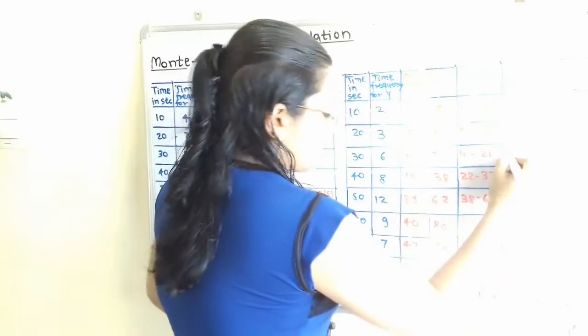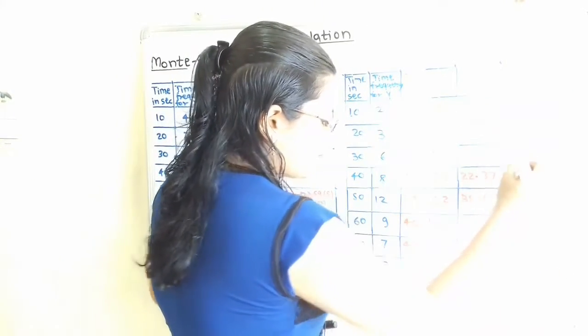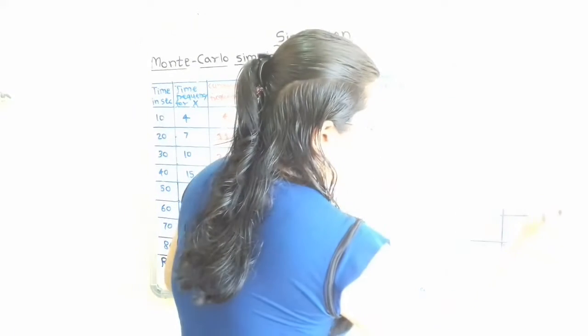15 is here. This is the fifth number. Then 36 is here, this is the sixth number. 12 is in between 12 and 21, so 12 is the seventh number. And 54, so where is 54? Here is 54 and this is the eighth number.